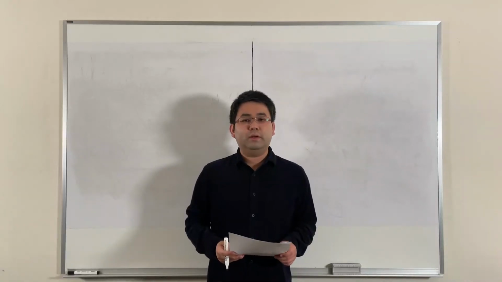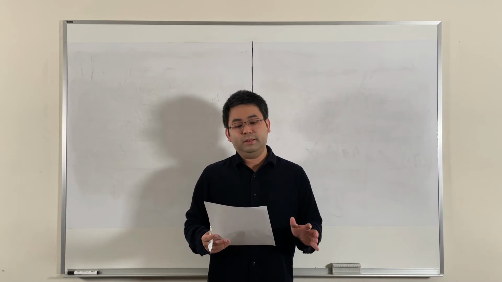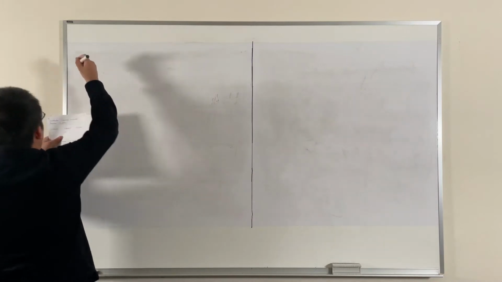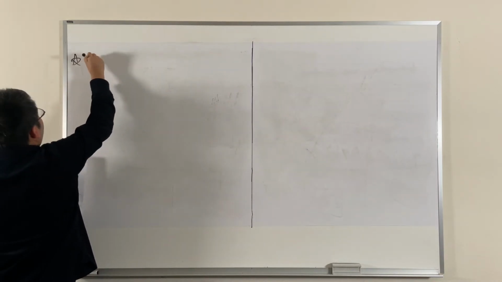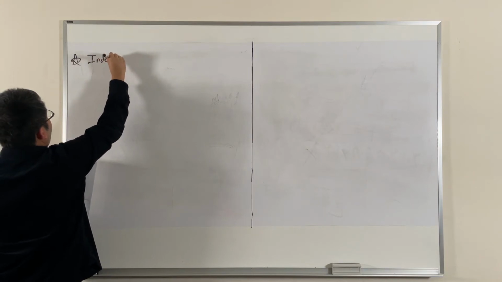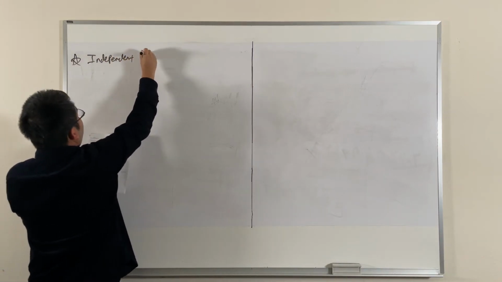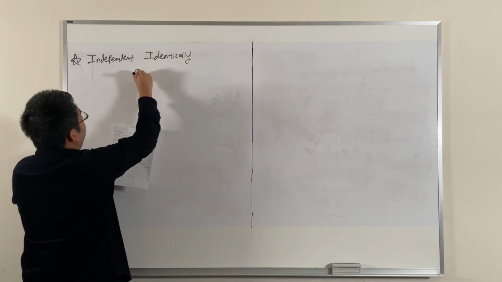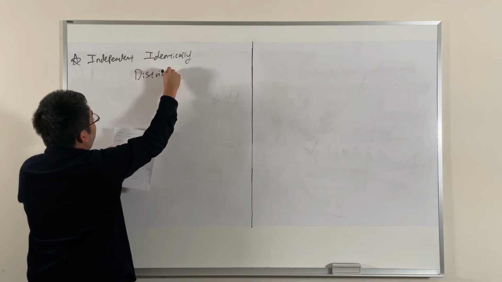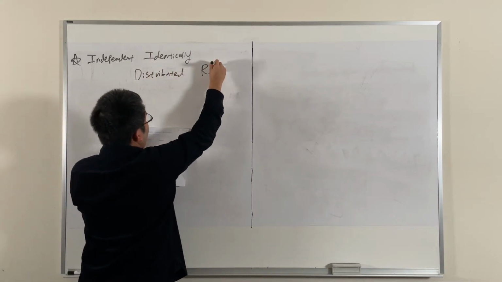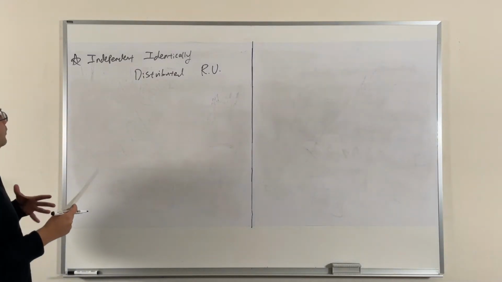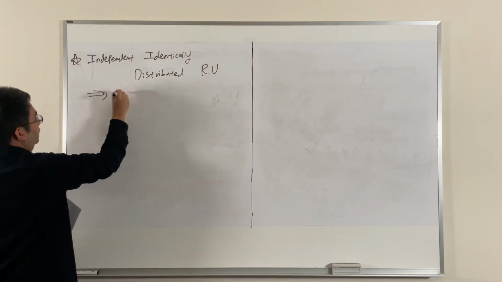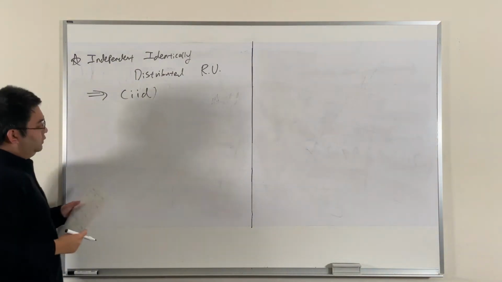Hi everyone, in this video I want to talk about the concept of independent, identically distributed random variables. Usually we just call them IID, right? So independent, identically distributed. We just call them IID random variables.